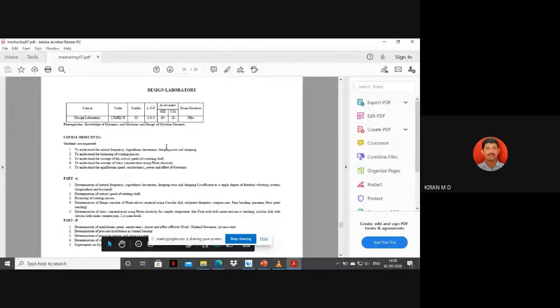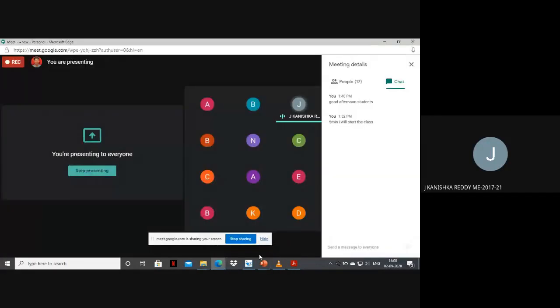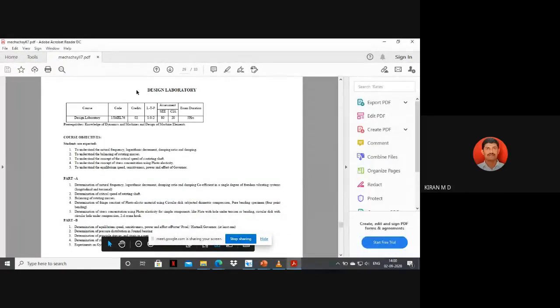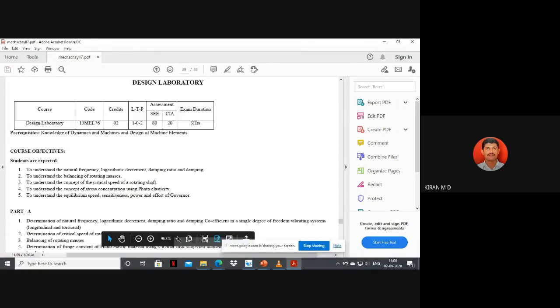Are you able to see the screen? Yes, sir. Are you able to see the PDF? Yes, sir. Okay. So actually, this is the syllabus of your design laboratory.